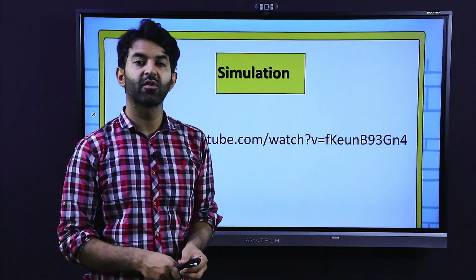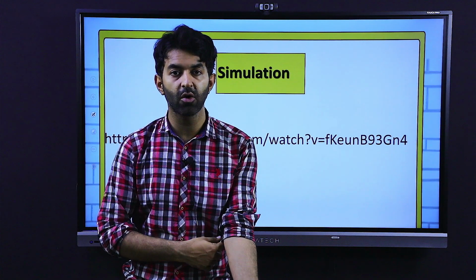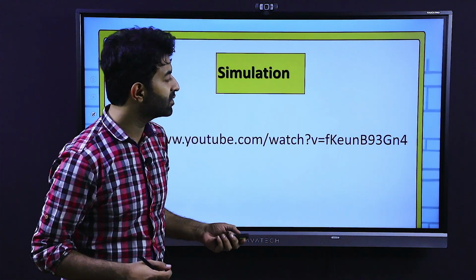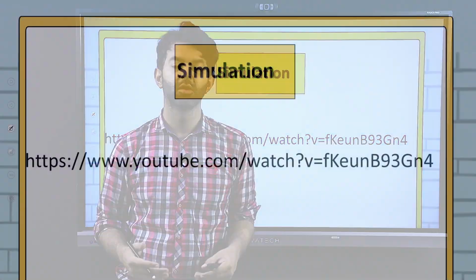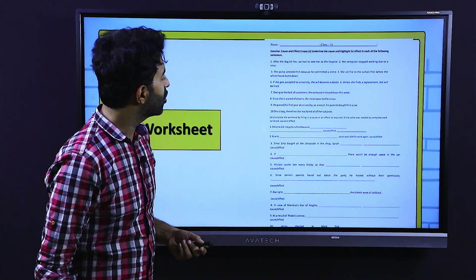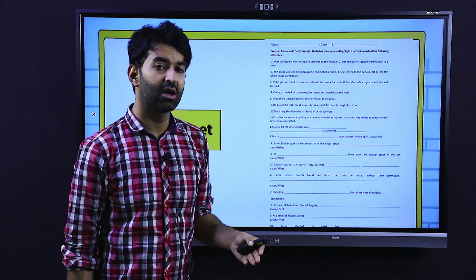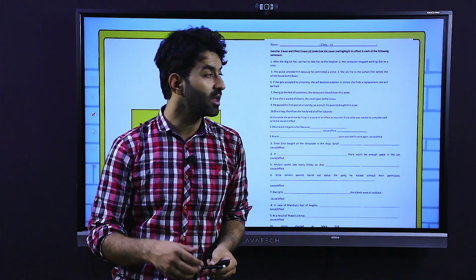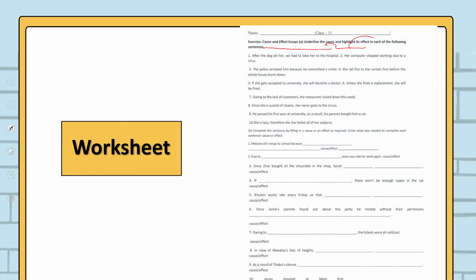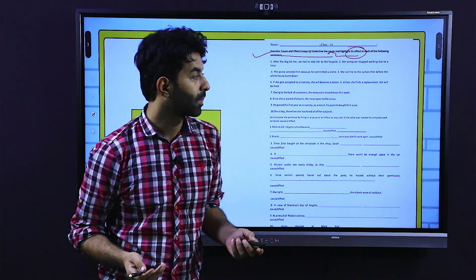Now students, we have covered both our chunks of students learning outcome, cause and effect, and problem solution. This is a simulation link that you can watch to learn more about it, to clear your concepts effectively. Now, here's your worksheet. You have to read these given sentences and find the cause and effect, underline the cause and highlight the effects to differentiate them from one another.